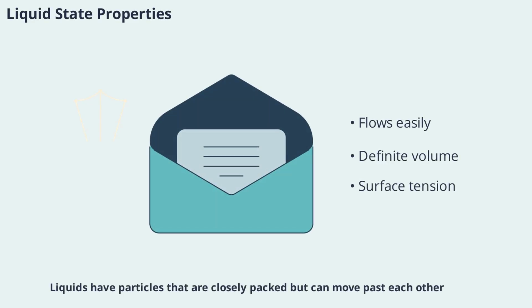Liquids have particles that are closely packed but can move past each other, allowing liquids to flow and take the shape of their container. Liquids have a definite volume but no fixed shape. The intermolecular forces in liquids are weaker than in solids, giving them unique properties like viscosity and surface tension.